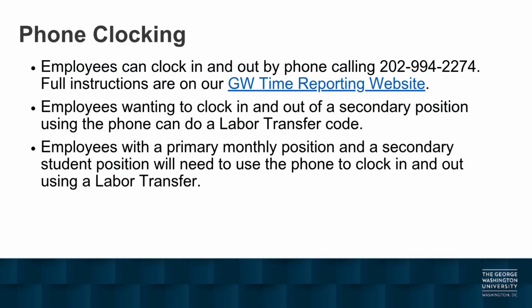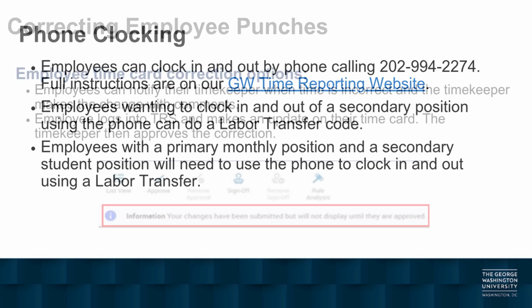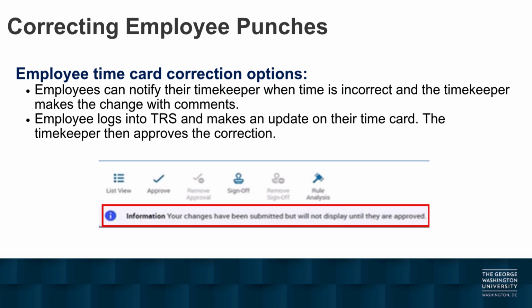Phone clocking. Employees can clock in and out by phone by calling 202-994-2274. Full instructions are on our GW time reporting website. Employees wanting to clock in and out of a secondary position using the phone can do a labor transfer code. Employees with a primary monthly position and a secondary student position will need to use the phone to clock in and out using a labor transfer. Next, we'll talk about how to correct employee punches.